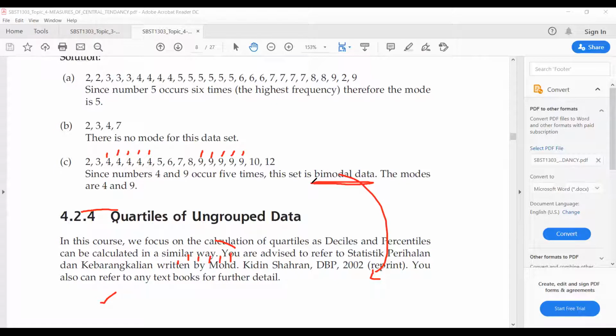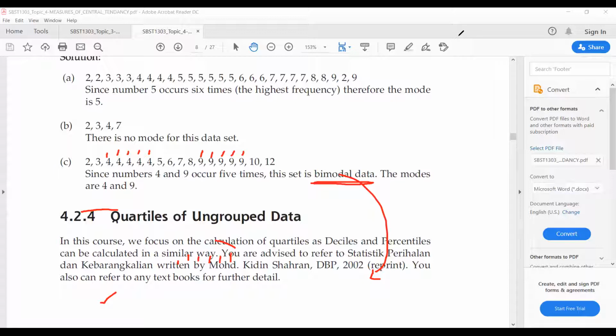The data is bimodal. Okay. Bimodal means it has two modes. Very good. That is what it means. So you can have bimodal, you can have trimodal, or you can have a scenario where you have unimodal or no modal value at all.